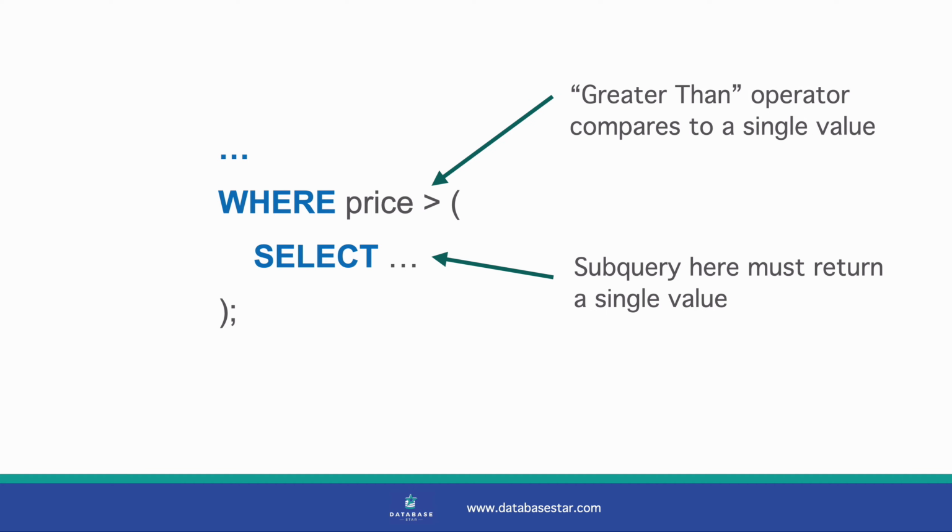This query is okay because the subquery uses the average function, and that function will always return a single value. But if we had just the price, with no average function, then there could be multiple values returned, and the query would show an error. So that's a simple example of a subquery.